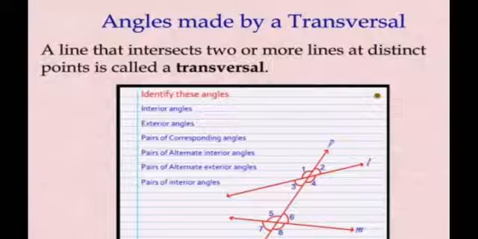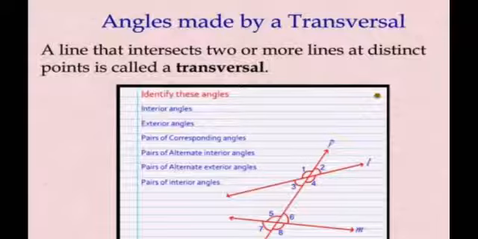Now pair of alternate interior angles, that is the angles which lie on the opposite side of the transversal. So here the alternate interior angles are angle 3 and angle 6 and angle 4 and angle 5. Alternate exterior angles, that is the angles which lie outside, that is angle 1 is equal to angle 8 and angle 2 is equal to angle 7.